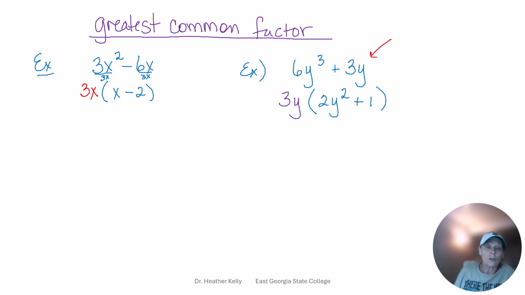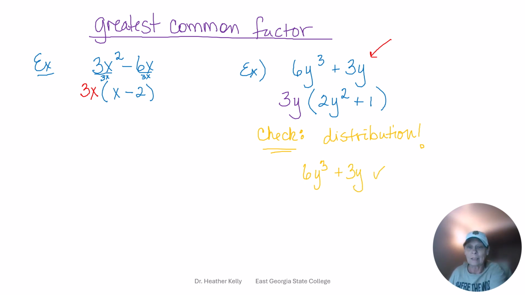A way to ensure that you're doing that right is you can always check your factoring by distributing. Distribution does the deal. 3y times 2y squared is 6y cubed, and 3y times 1 is plus 3y. So you can always check your work. That's like the best part about algebra.